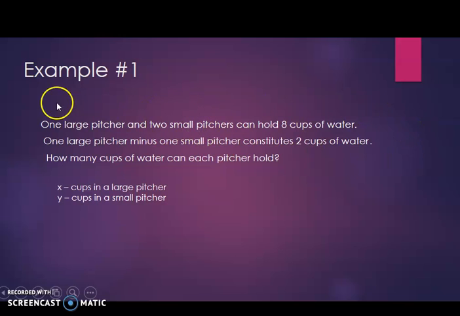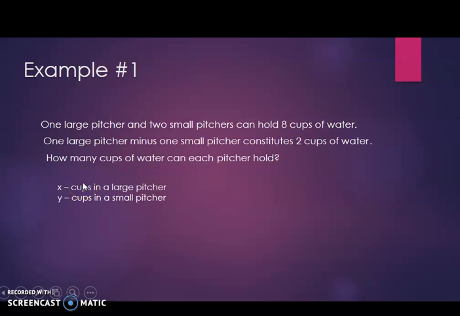Okay, so the first thing I need to do is define my variables. I know that I'm dealing with 2 size pitchers. Do we all know what a pitcher is? Something that holds liquid, right? So we're dealing with 2 size pitchers: we have a large one and we have a small one. So X, we're going to say, is the large, and Y is going to be the small. All right, so step number 1's done.